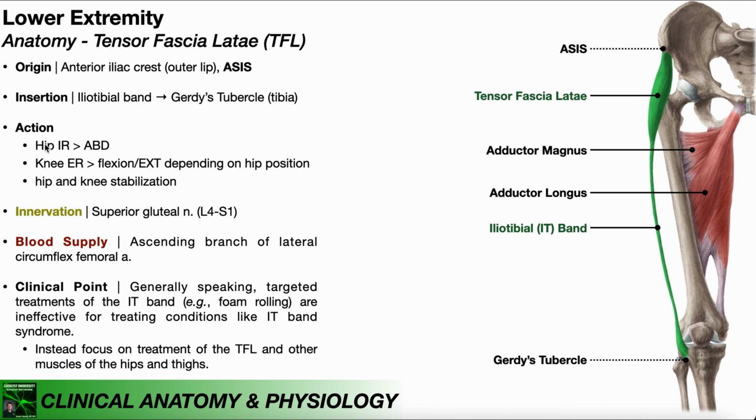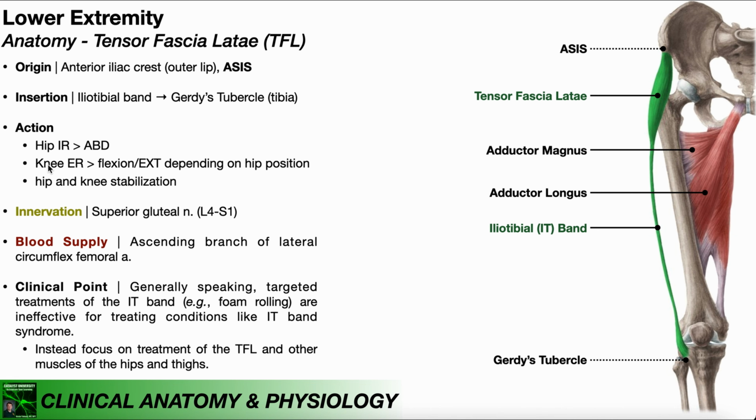The TFL has several actions at the hip and the knee. At the hip joint, the TFL facilitates internal rotation, but to a greater degree than it does abduction at the hip. Remember that the major hip abductors are gluteus medius and minimus. Even though the TFL participates, it's a much stronger internal rotator of the hip.